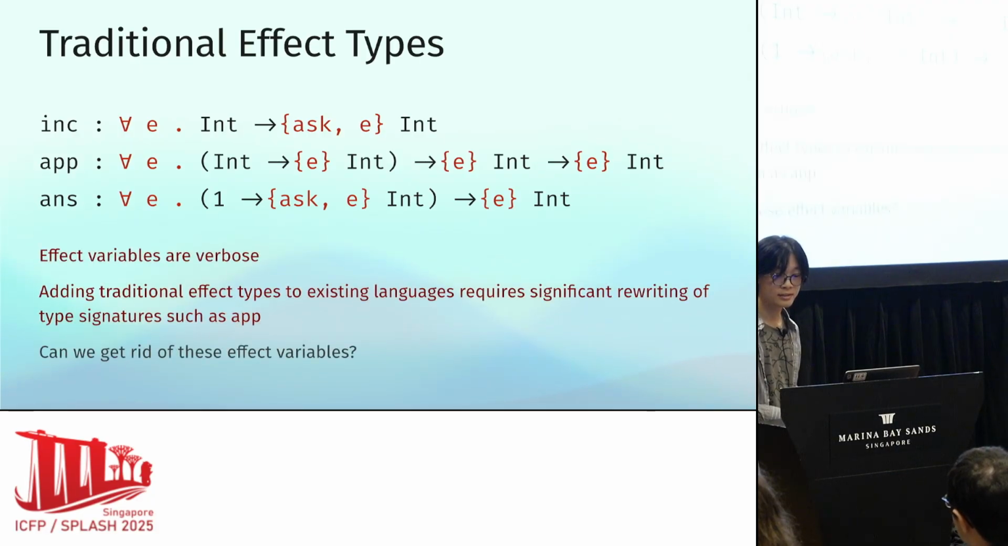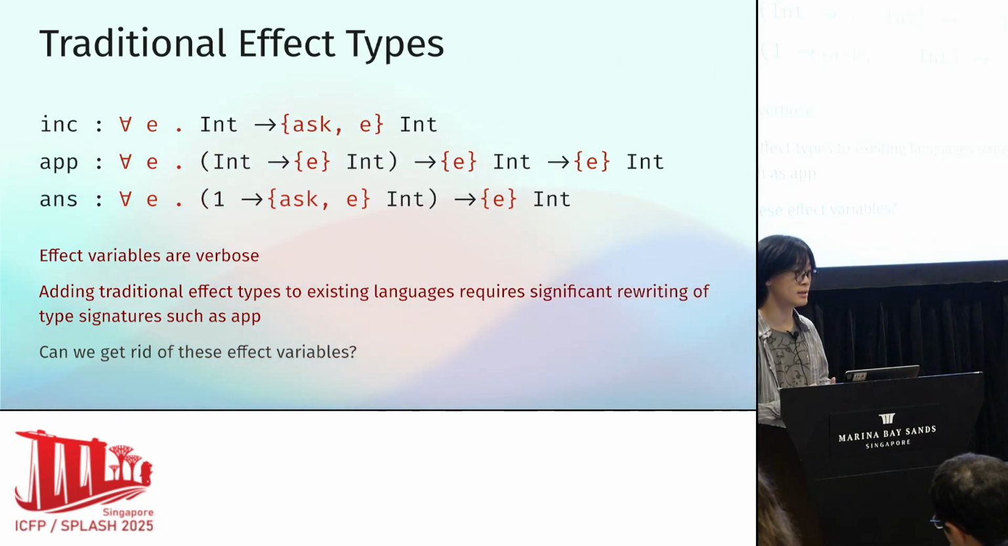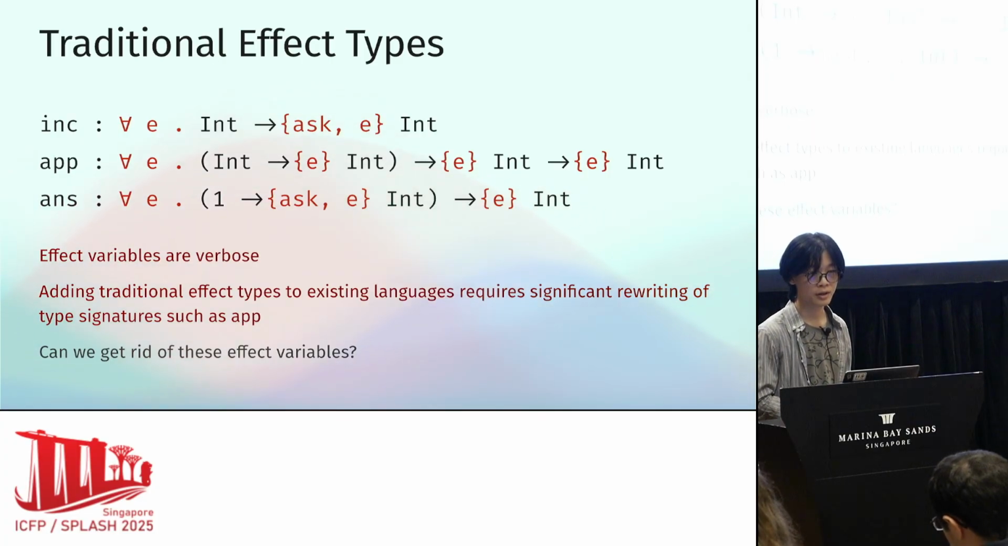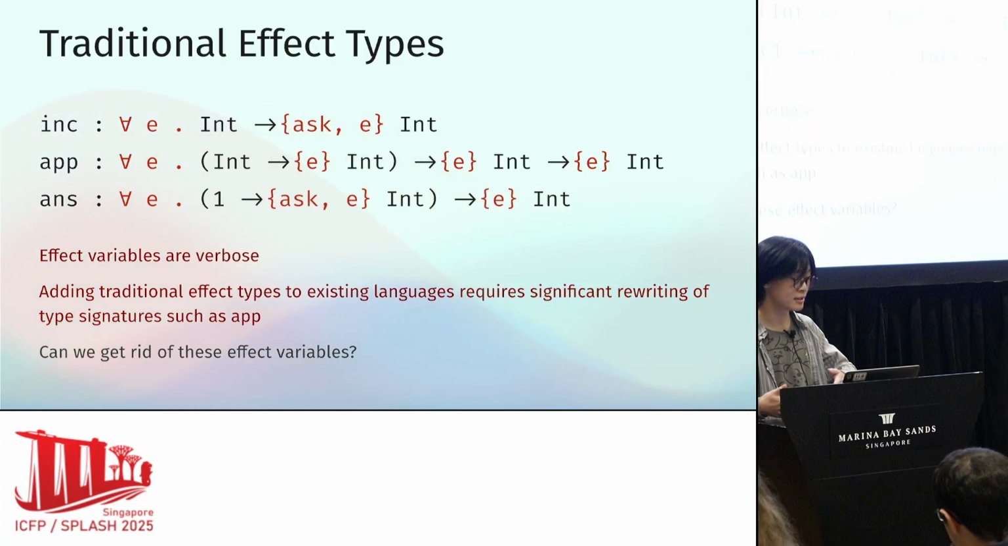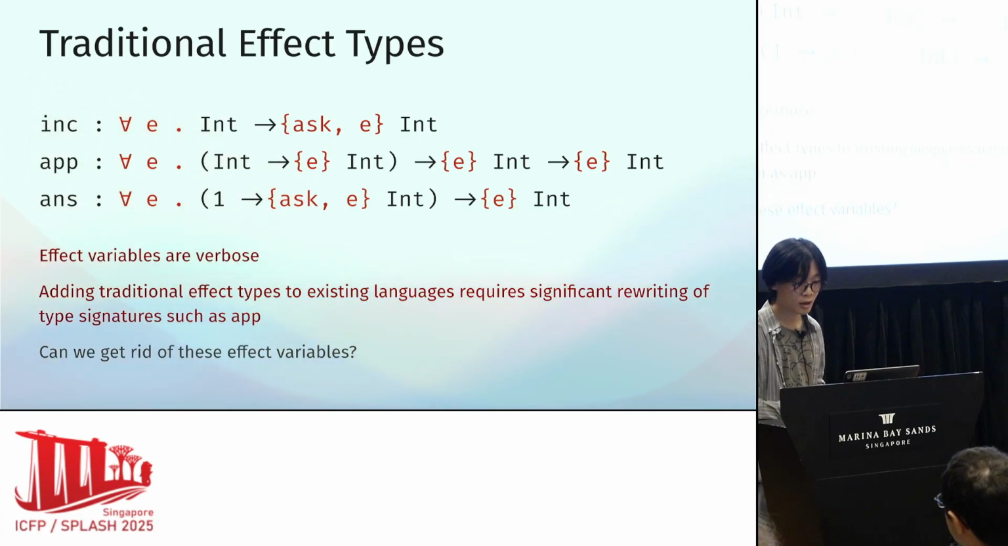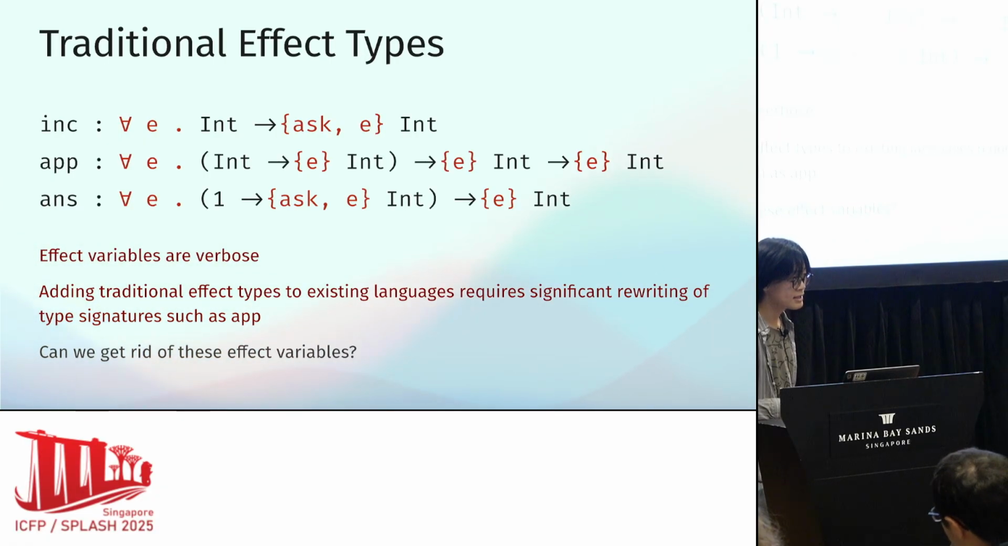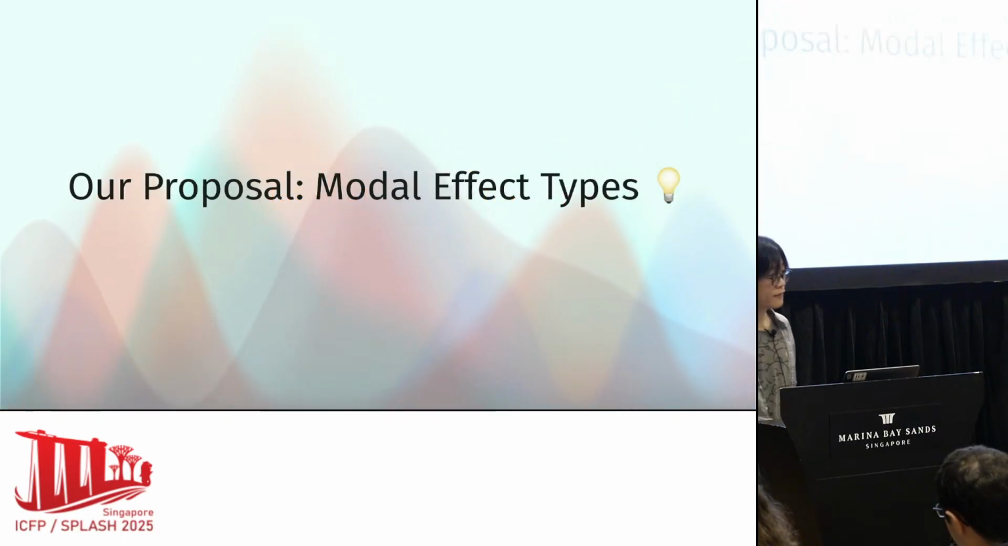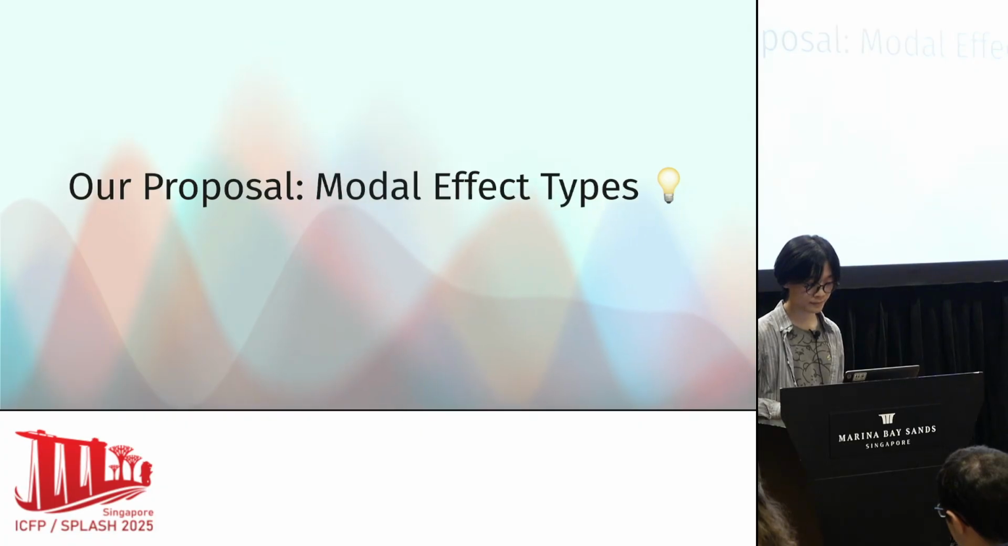As we can see, there are many effect variables like e almost appearing on every function arrow. This is especially painful if you want to add such a system to existing languages, because there are already many type signatures of higher order functions in the library code, and we need to change all of them to add these verbose effect variables. So the question is, can we get rid of these effect variables? And we proposed modal effect types to solve this problem.